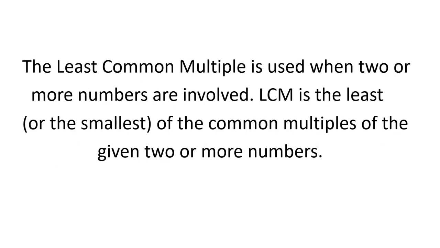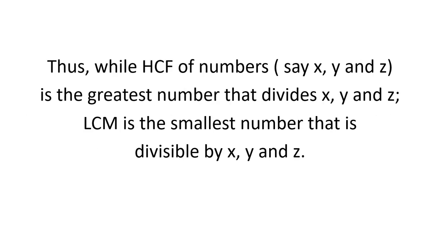The least common multiple is used when two or more numbers are involved. LCM is the least or the smallest of the common multiples of the given two or more numbers. Thus, while HCF of numbers, say x, y and z, is the greatest number that divides x, y and z, LCM is the smallest number that is divisible by x, y and z.